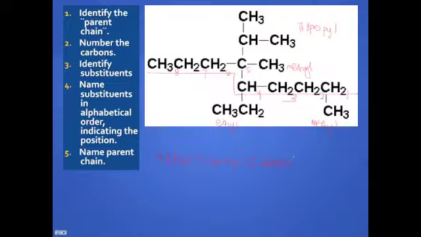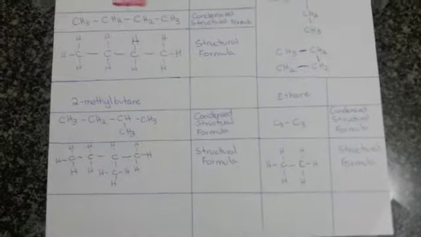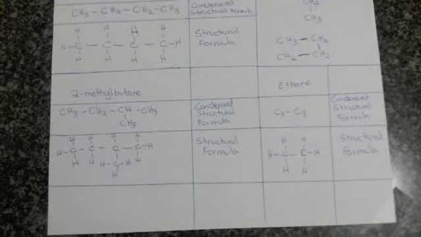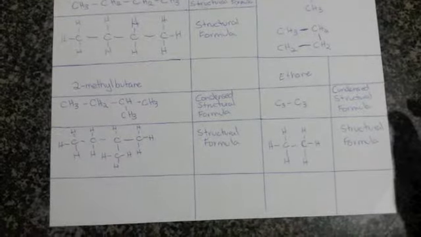The last step will be named the parent chain, which is octane because it has a parent chain of 8 carbon atoms. I'm going to show you how to do the steps to draw structural formulas for alkanes.